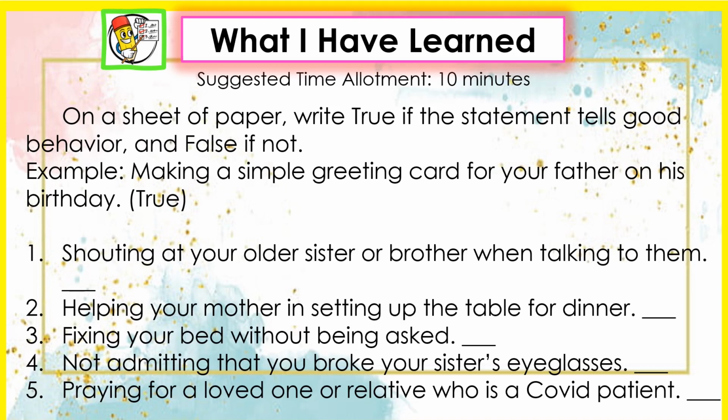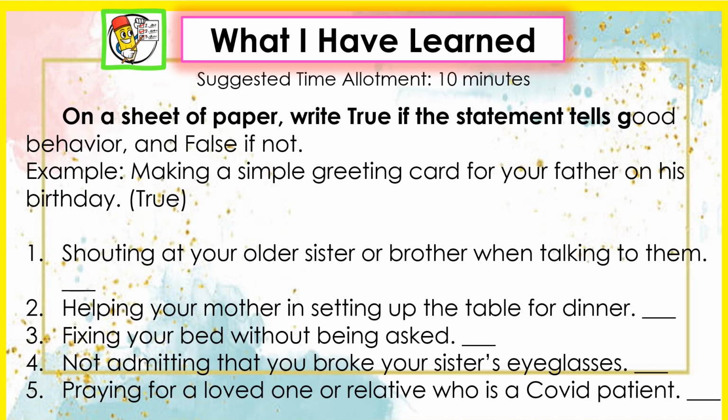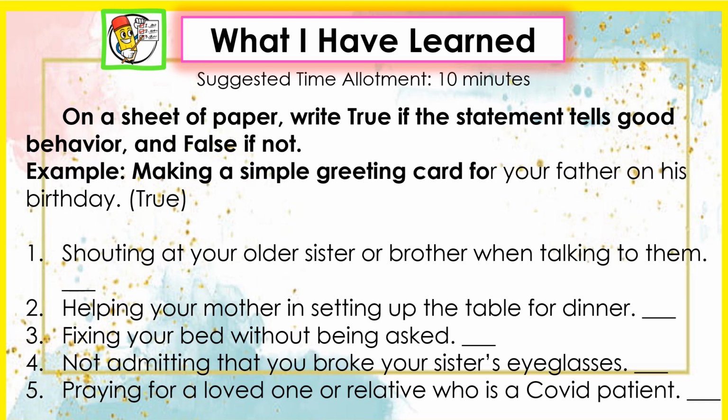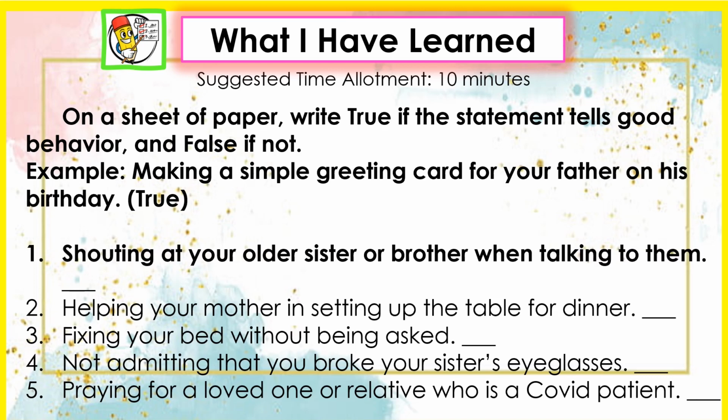What I have learned, suggested time allotment 10 minutes. On a clean sheet of paper, write true if the statement tells good behavior and false if not. Okay, for example, making a simple greeting card for your father on his birthday. So the answer is true. Okay, let's start. For number 1, shouting at your older sister or brother when talking to them.